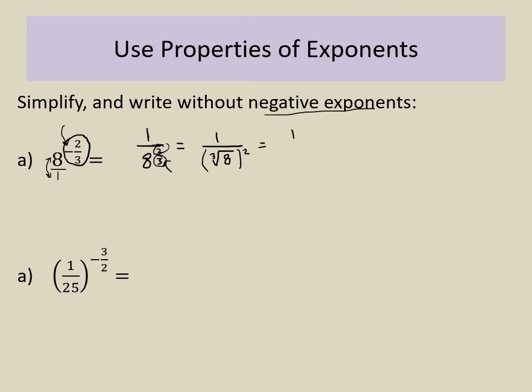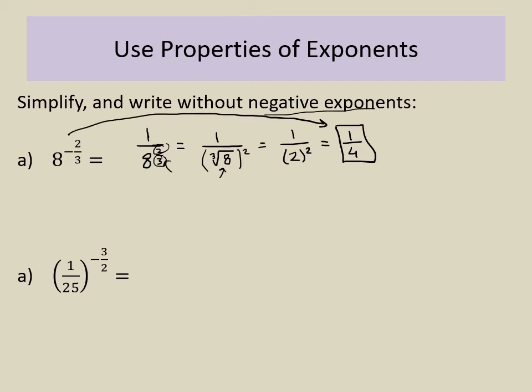Let's go ahead and simplify further. What is the cube root of 8, guys? The cube root of 8 is 2. So that's 2 raised to the second power. And finally, what is 2 squared? That would be 4. So the final answer here is 1 over 4. Okay, so 8 to the power of negative 2/3 simplifies to 1 over 4.